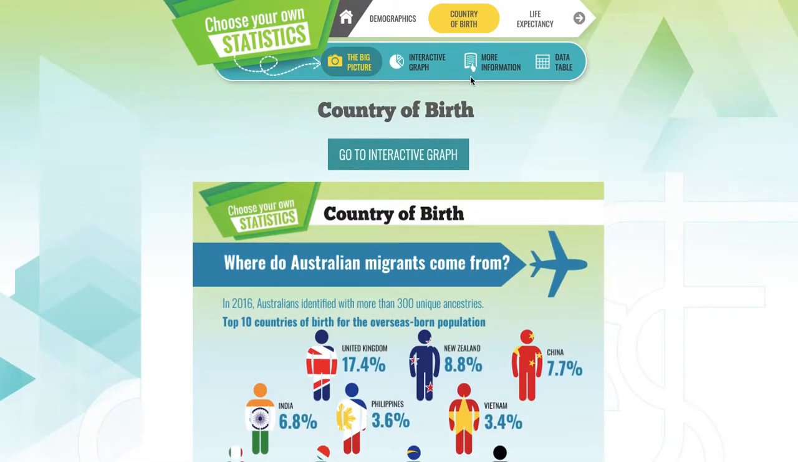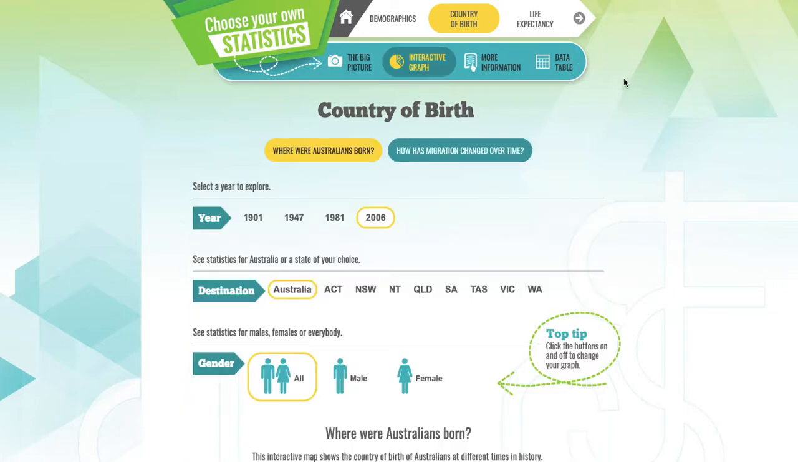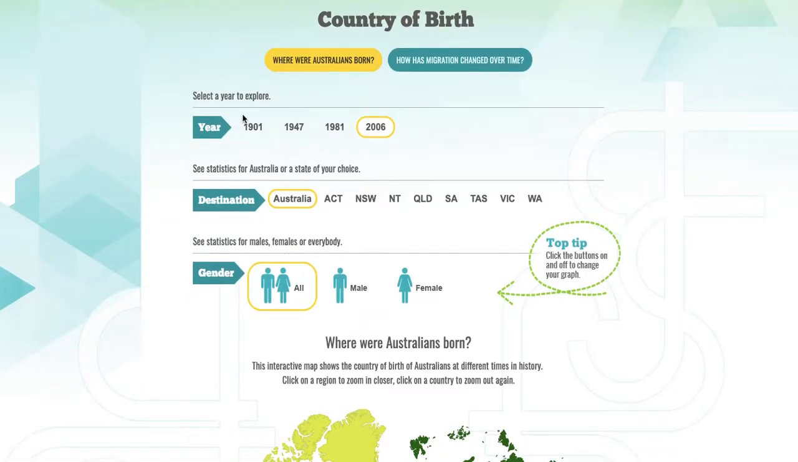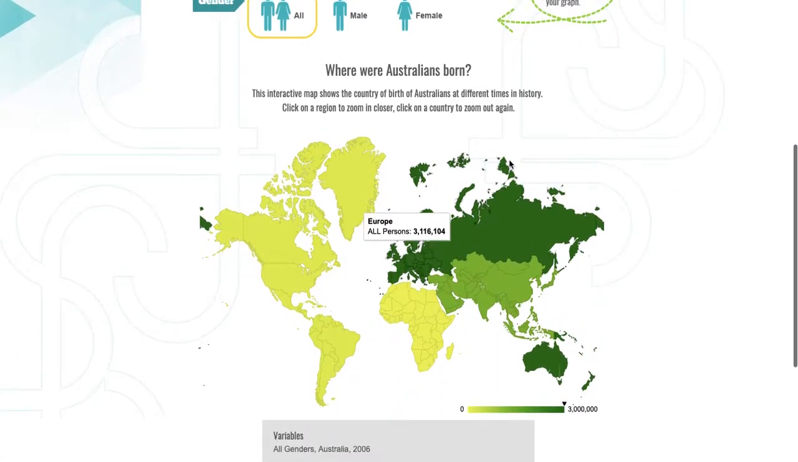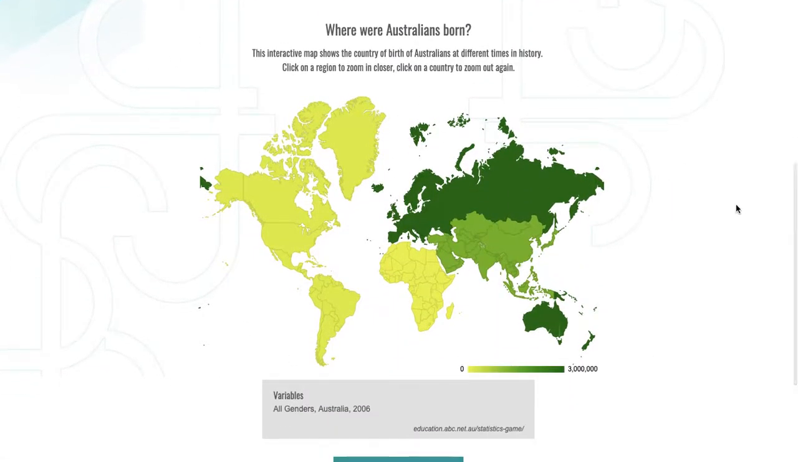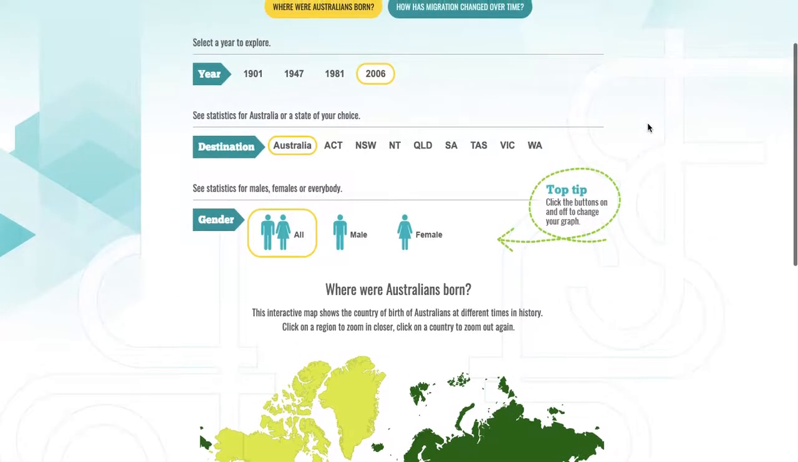What we're really looking at here is the interactive graph and the table data. What you can do is select a year for the data to be shown, and we can also choose a destination for where these people have come from. Now just keep in mind that these people aren't just refugees, these are people who have migrated, so sometimes by free will, they've chosen to migrate to Australia. We can choose gender. This map here shows us where these people have come from. You can select over it and it tells you a bit more data on where these people were born.